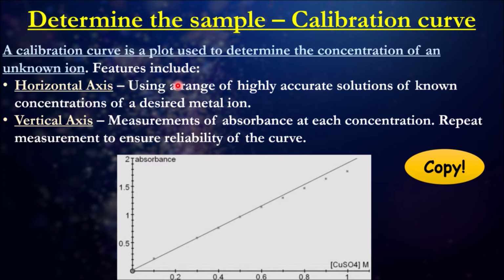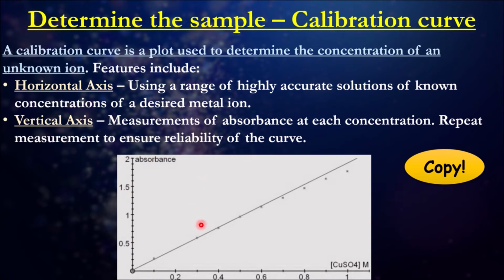So that gives you an idea of what can affect color intensity, and then obviously the amount of absorbance. If we're trying to graph it out, we use a calibration curve. We've talked about this before, but on the horizontal axis, we use a range of highly accurate solutions of known concentrations of a desired metal. In this case, we're using copper. The vertical axis measures the amount of absorbance at each specific concentration. You'll need to do this a couple of times to provide reliability to your curve.